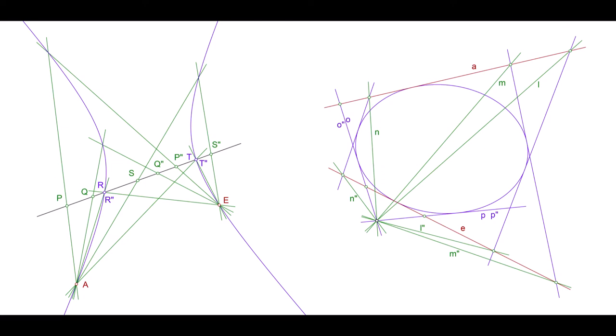In this pairing of co-punctual pencils, known as an involution, any line that may happen to belong to the curve will obviously be its own projection. That applies to O and O double prime in this example, and also to P and P double prime.